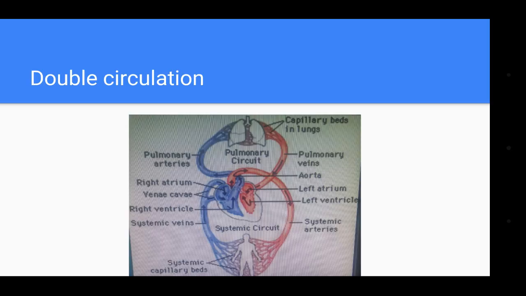Deoxygenated blood is often shown blue in diagrams, as on the screen. The blood then moves to the systemic vein and down to the vena cava. It then enters the right atrium through the tricuspid valve and down to the right ventricle, then up to the pulmonary artery where it reaches the lungs, becomes oxygenated, and the process is repeated.